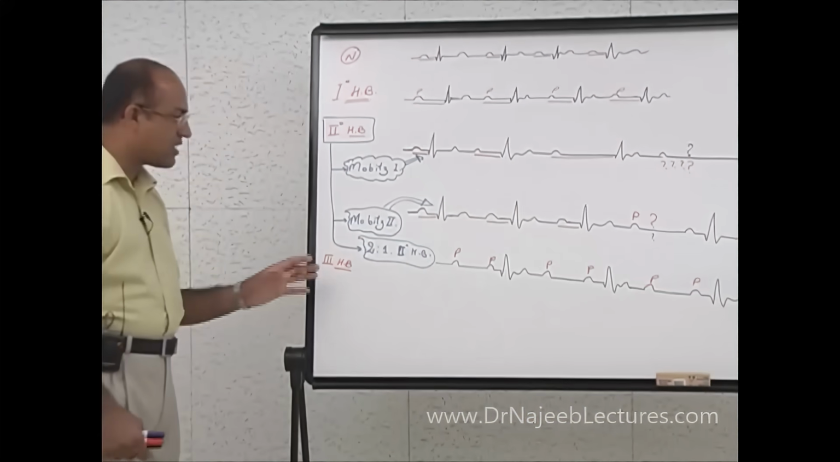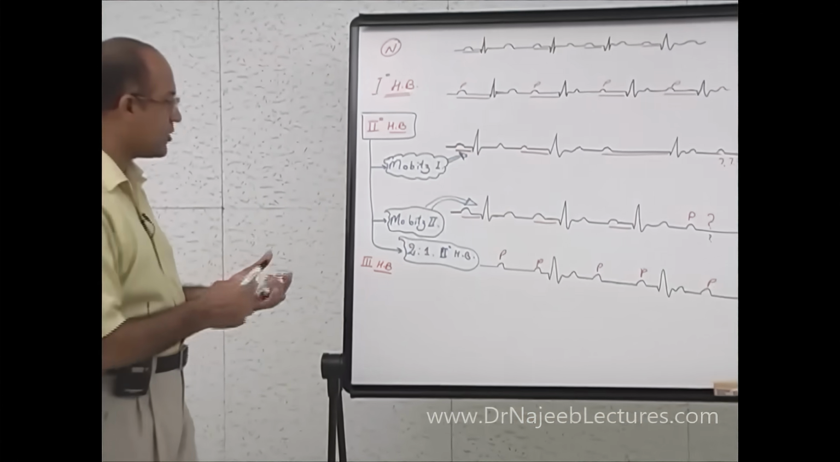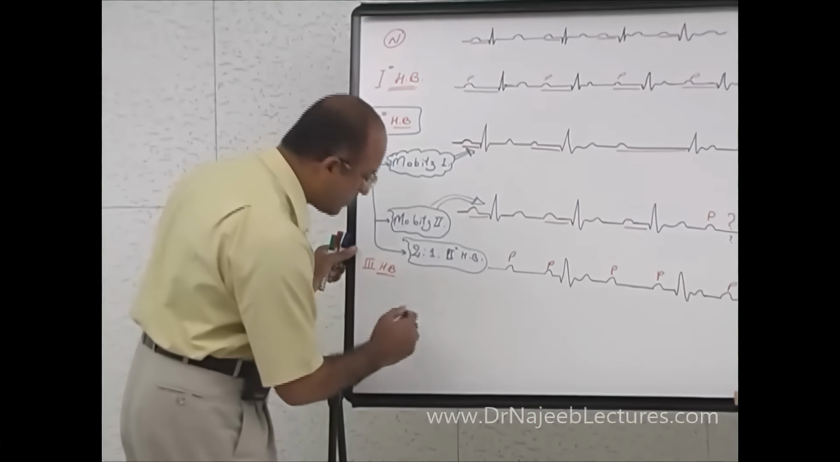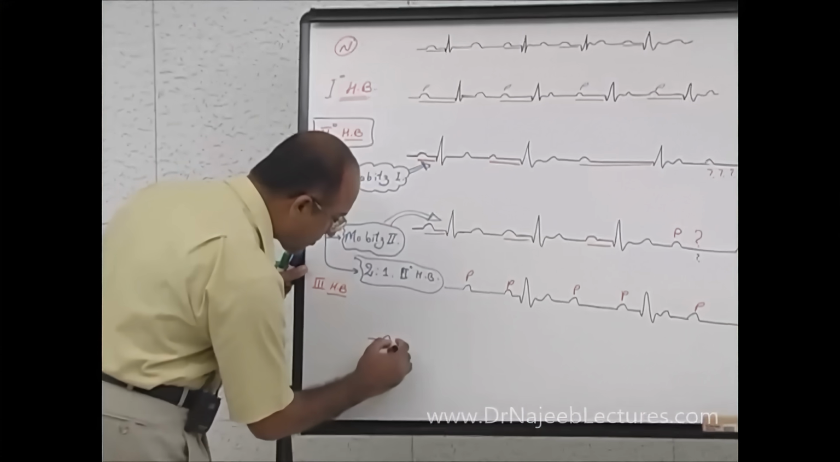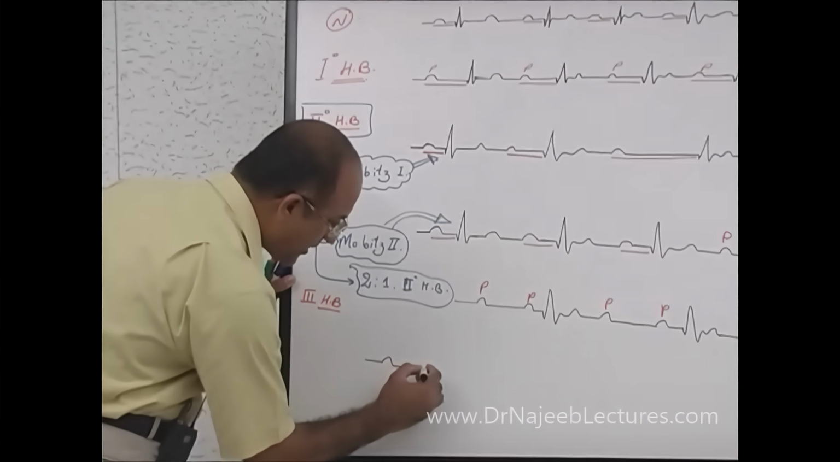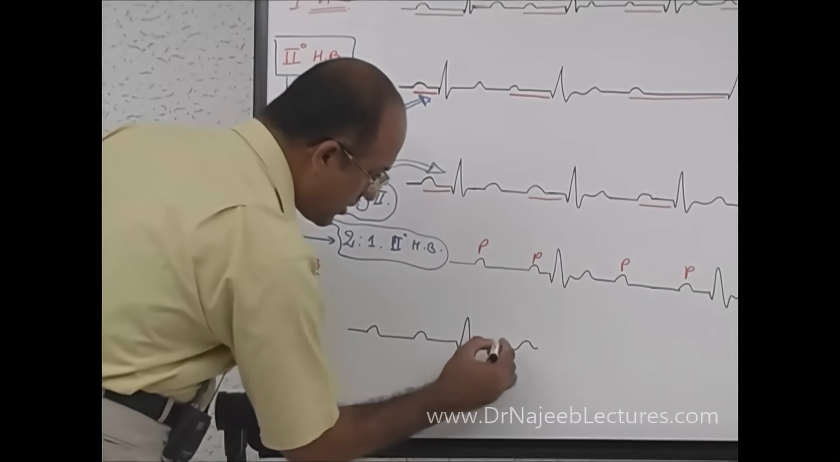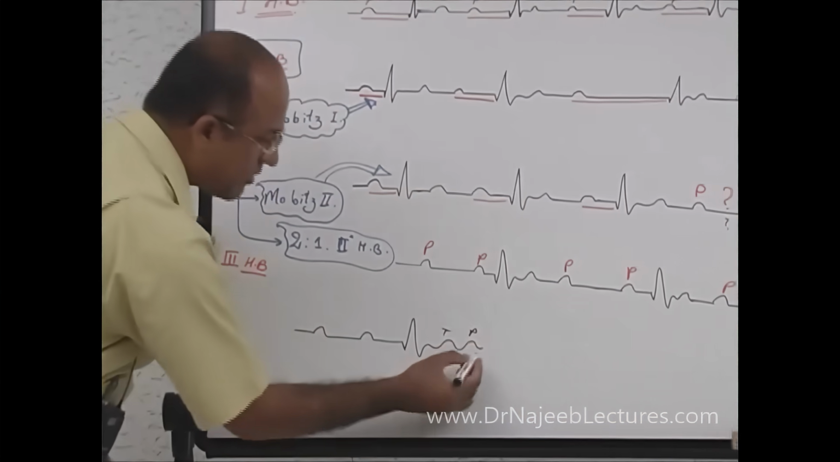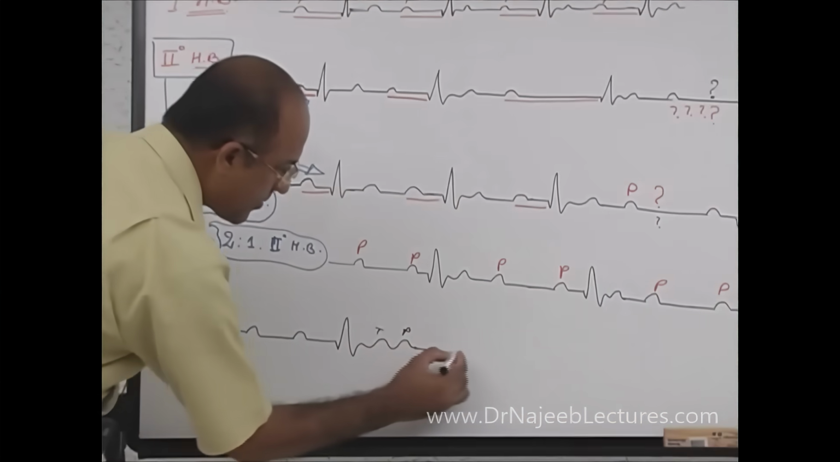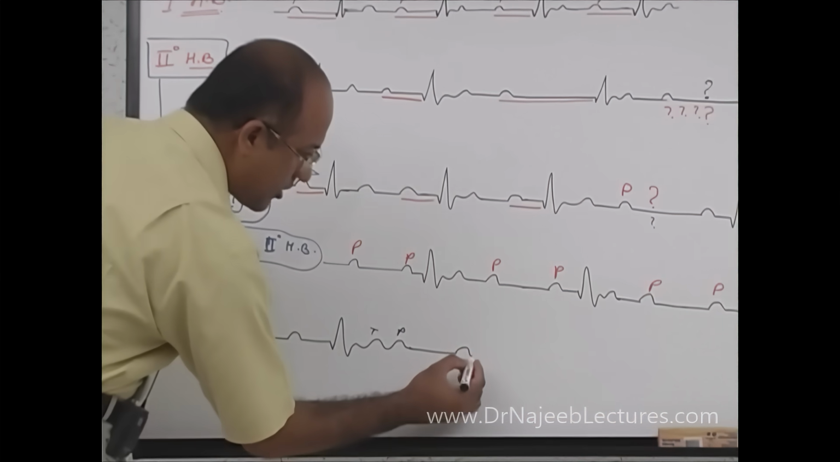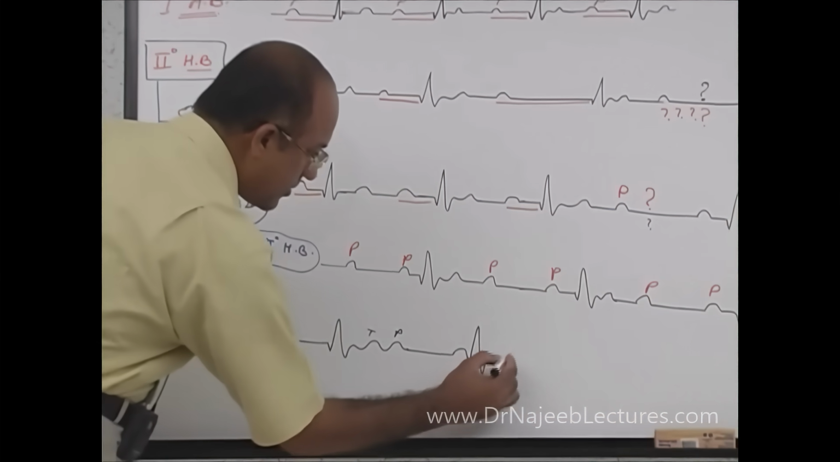And when we come to the third degree heart block, then naturally you know that on ECG there is no relation between P wave and QRS. This is T and this is P. They have appeared just after each other. Right? Now you see.